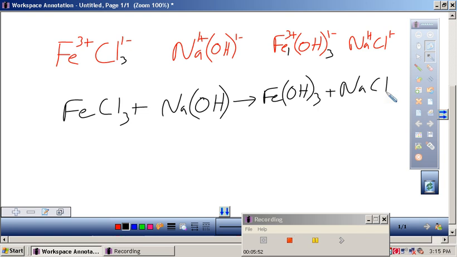Okay, 3 chlorines on the left. I need 3 on the right. I'm just going to box this in. Put a 3 in front of there. That gives me 3 sodiums on the right. So I need 3 on the left. And that's going to balance everything out.